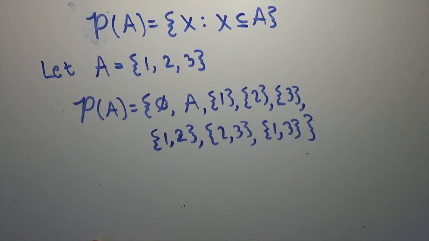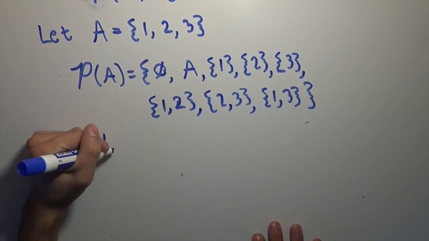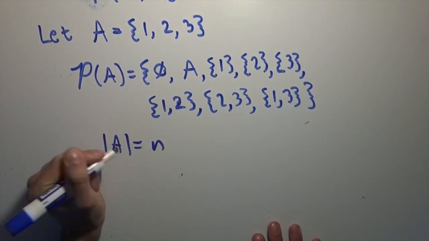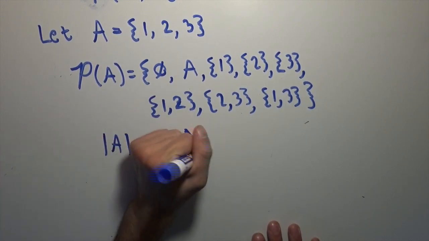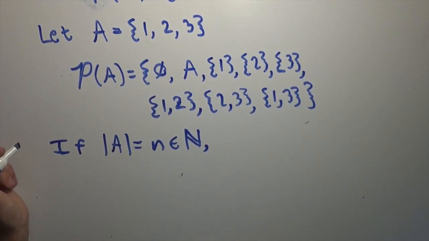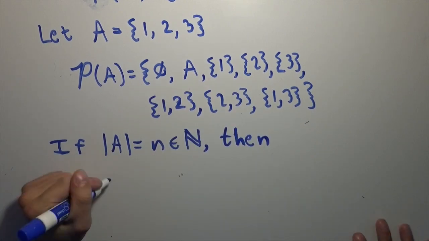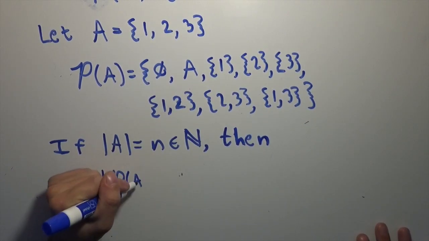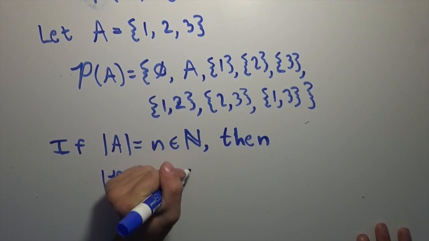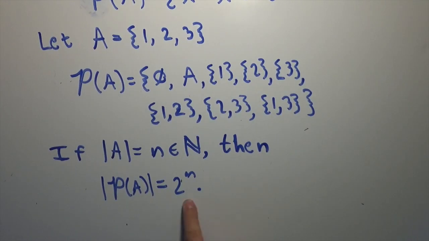And that's no coincidence. I will leave it as an induction proof to you to show that if A is finite, so if the size of A is some number n in the natural numbers, then, if it's a finite amount, it must be some integer, right? There's no half elements. So there's some integer amount of elements, then the size of the power set of A is precisely 2 to the power of n. We had 3 elements in our set. There are 8 elements in this power set, and 8 is equal to 2 to the power of 3. So this is always the case.